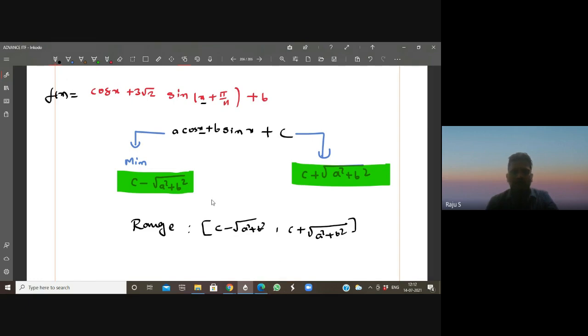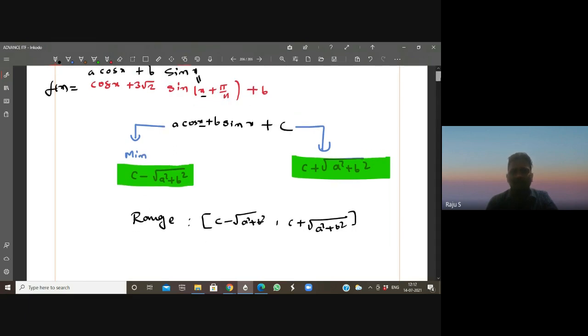But in this question, this is the function they have given. We need to find the minimum and maximum value. We should not compare directly because it is not in the form of a cos x plus b sin x. Sin(x plus pi by 4) is not equal to sin x. So we can convert it to x by applying the sin(a plus b) formula.